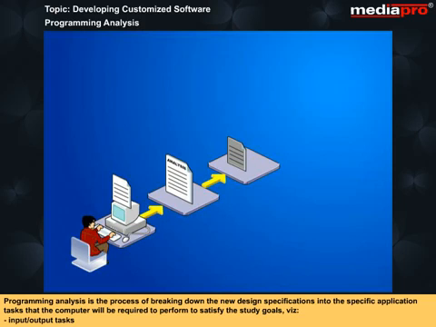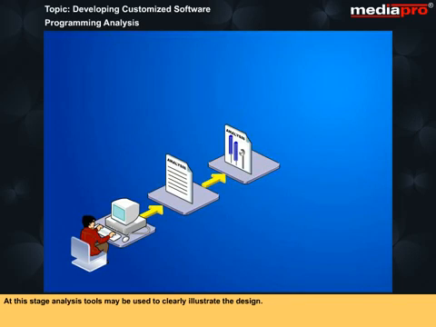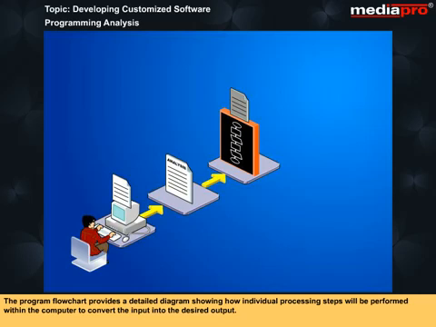Programming analysis is the process of breaking down the new design specifications into the specific application tasks that the computer will be required to perform to satisfy the study goals, that is, input-output tasks, text manipulation and calculation, logic and comparison, storage retrieval operations. At this stage, analysis tools may be used to clearly illustrate the design. These include program flowcharts, which evolve from system flowcharts, and algorithms with finite number of steps. The program flowchart provides a detailed diagram showing how individual processing steps will be performed within the computer to convert the input into the desired output.